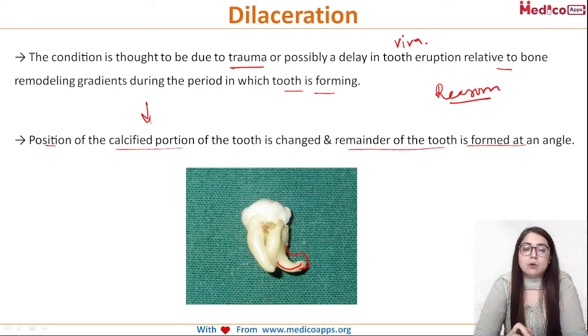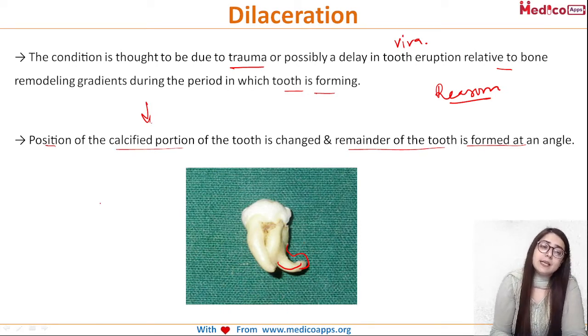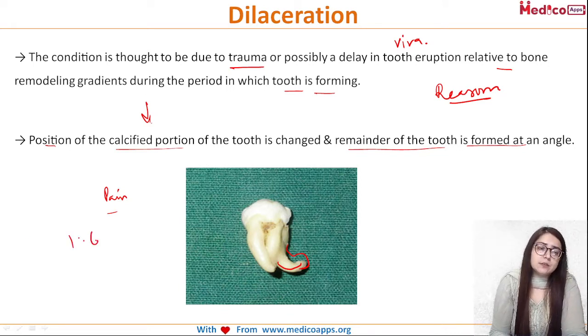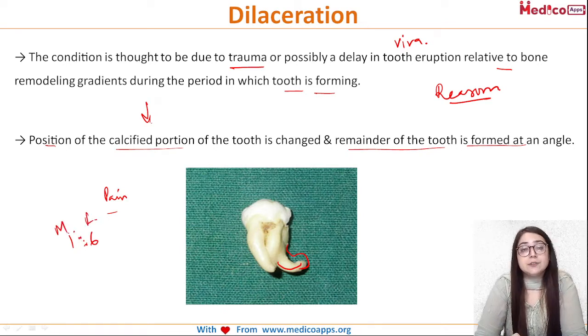Now the examiner can ask you the signs and symptoms. As such, the patient will not have any signs and symptoms related to this dilaceration. At times they can say that they might feel pain, sensation, numbness in that region, but apart from this, there are no such signs and symptoms. And epidemiology, I have already told that females are more affected as compared to males, and the ratio is 1:6, female and male ratio. Central incisors and lateral incisors are most commonly affected.